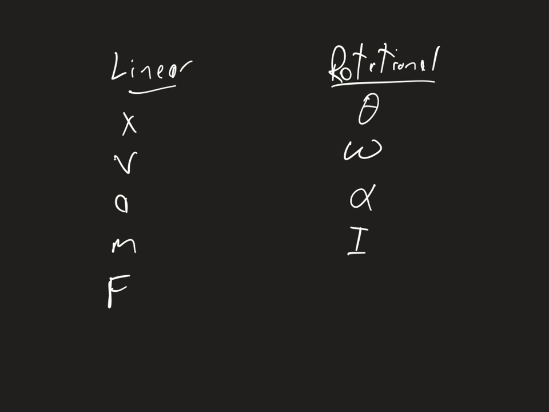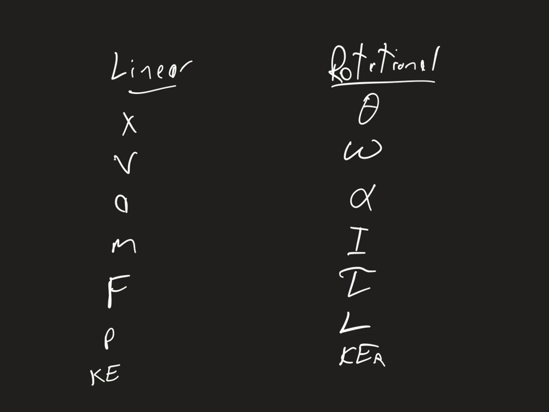Force is the thing that made stuff accelerate. Torque is the thing that makes things angularly accelerate. We had momentum, and over here we have angular momentum. We had kinetic energy. We have rotational kinetic energy. So all of the linear stuff that we've talked about has a corollary in terms of rotational motion. They're related terms, but they aren't the same terms. It's really important that we're able to differentiate them.